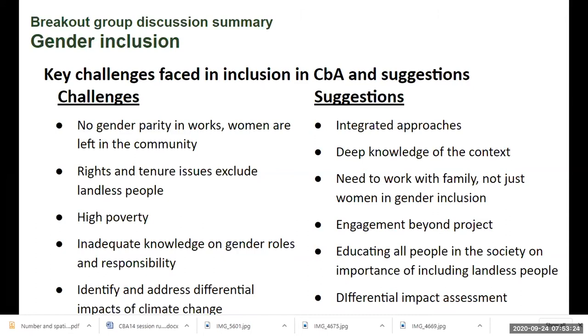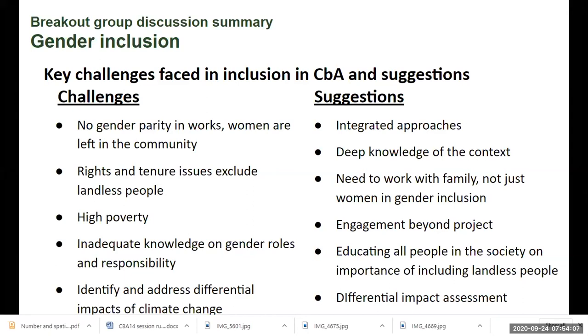So to address those issues, we need to take an integrated approach. Before we design community-based adaptation, we need to have deep knowledge of the context so that the approach we take is suitable for that particular context. And when engaging, for gender inclusion, working with women only is not enough. We need to engage with families and then beyond them. Similarly, not just in projects, we have to engage beyond the project as well. And to address issues of, for example, landless people and others, we need to educate a whole spectrum of society, not just them.